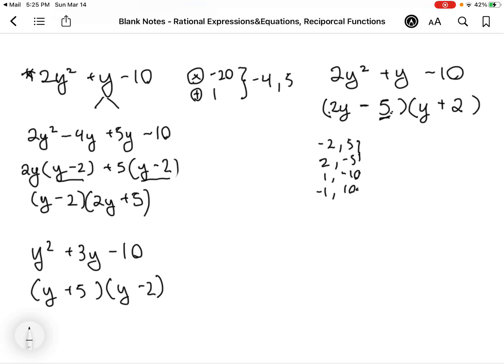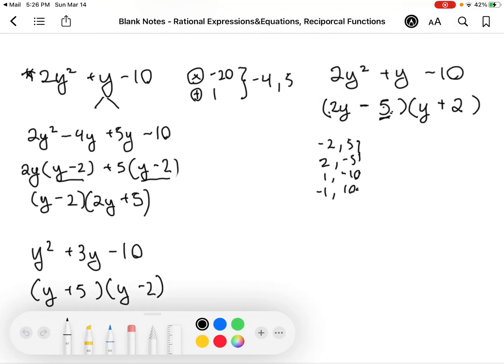So I don't need to worry about my first term, the 2y squared, or the negative 10. What I need to think about is what this middle term is going to be. To do that, I go, okay, 2y times 2 is 4y, and then negative 5 times y is minus 5y. 4y minus 5y is negative y. That's not what I want. So I'm going to switch it around, and I'm going to get the eraser out again, and I'm just going to switch the signs.